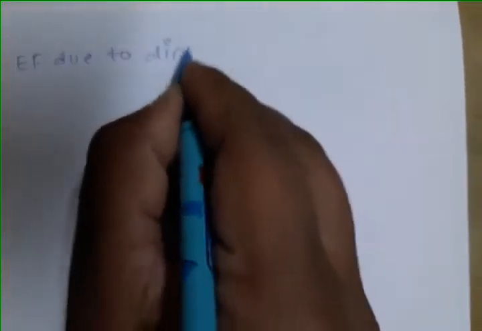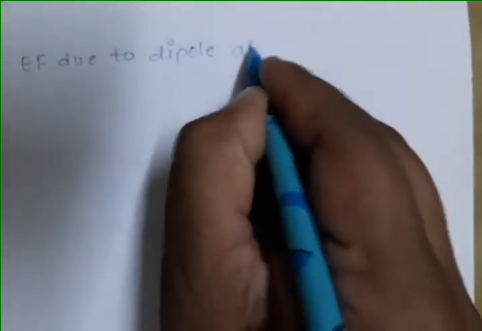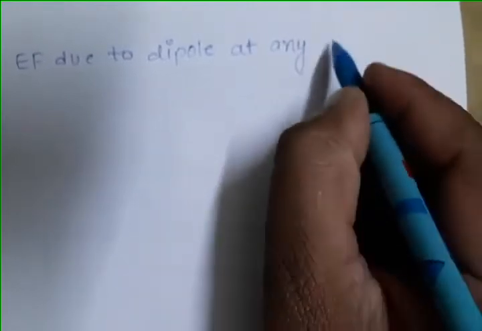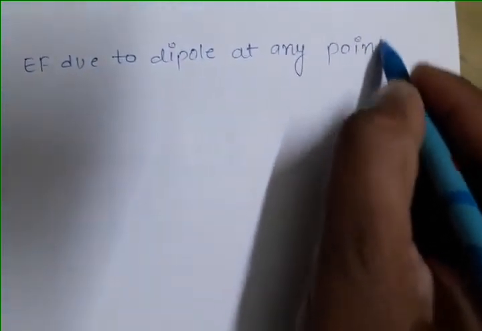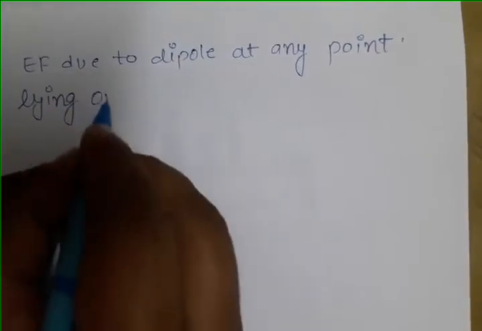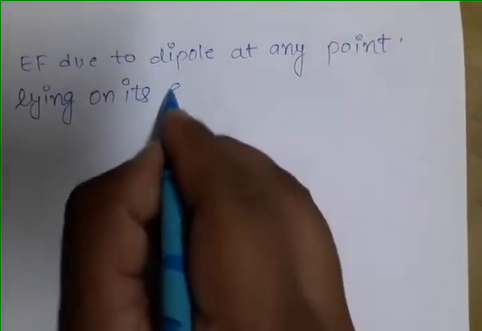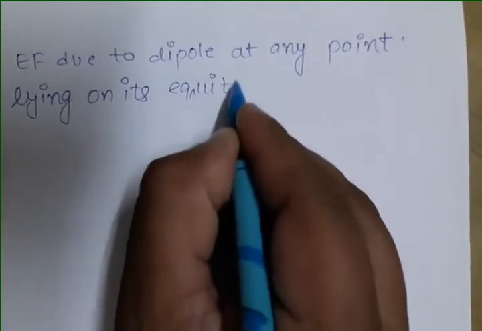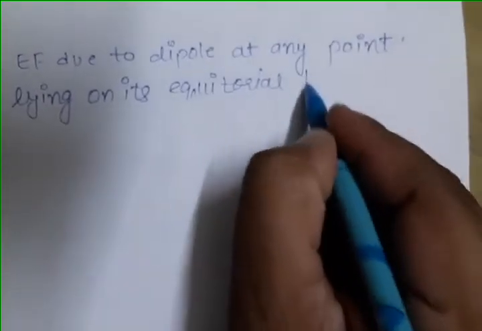So let us now calculate the electric field due to an electric dipole at any point lying on its equatorial line. Very easy article.